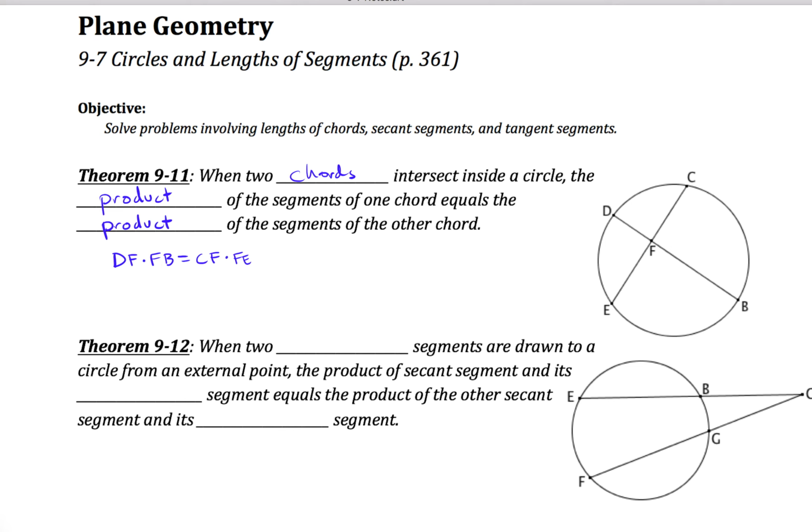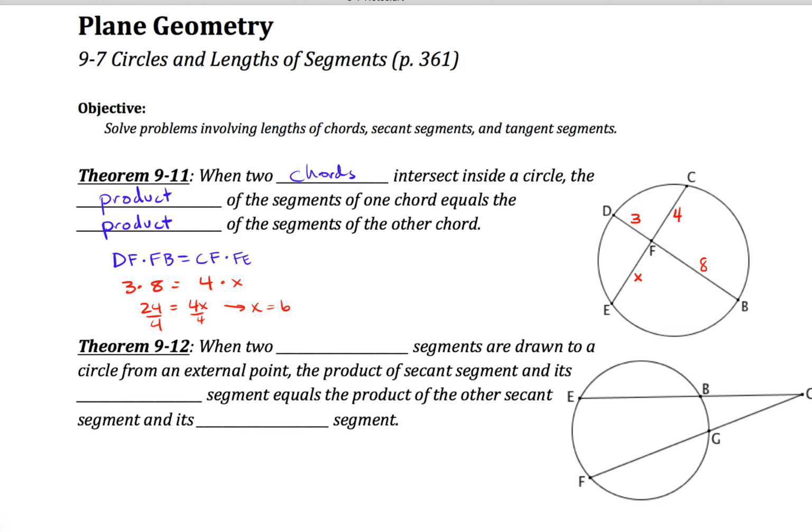So in other words, if we were going to put some numbers to this, if we said that maybe this was 3 and this was 8, and let's say that this was 4 and this is something we're trying to find, what we could do using this theorem is we could say that 3 times 8 would equal 4 times x. And so that would simplify and would give us that 24 equals 4x. And then dividing each side by 4 would tell us that in this case x would be equal to 6. So that one's pretty simple.